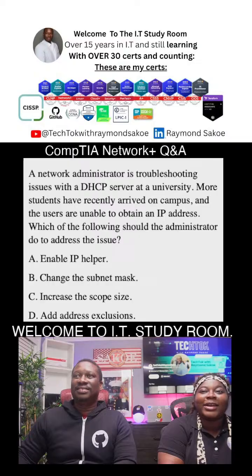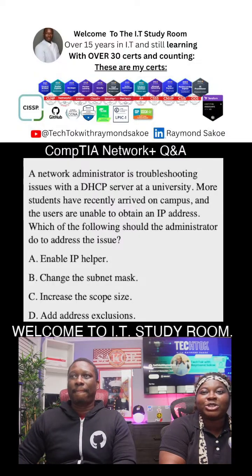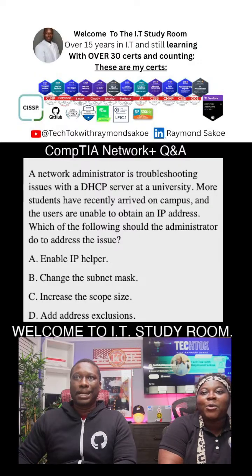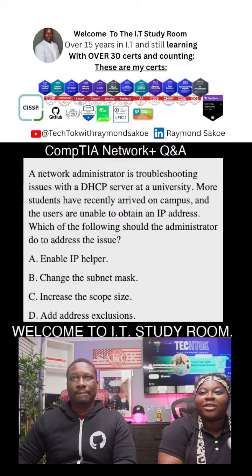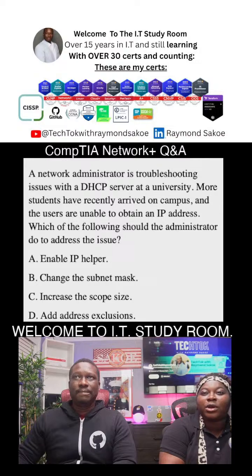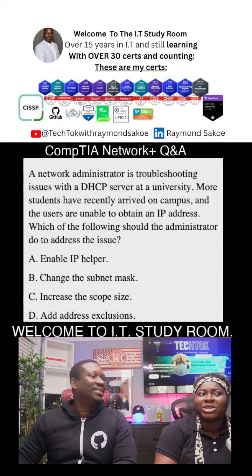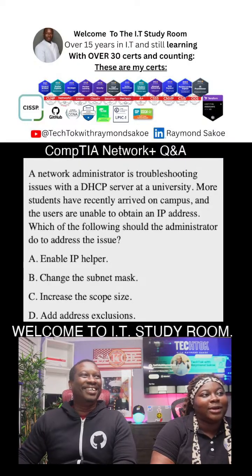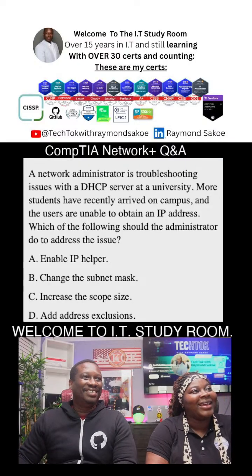Okay. All right. A network administrator is troubleshooting issues with a DHCP server at a university. More students have recently arrived on campus and the users are unable to obtain an IP address. Which of the following should the administrator do to address the issue? Isn't it similar to the one we just said? So what do you think the answer would be? I just said it was similar.